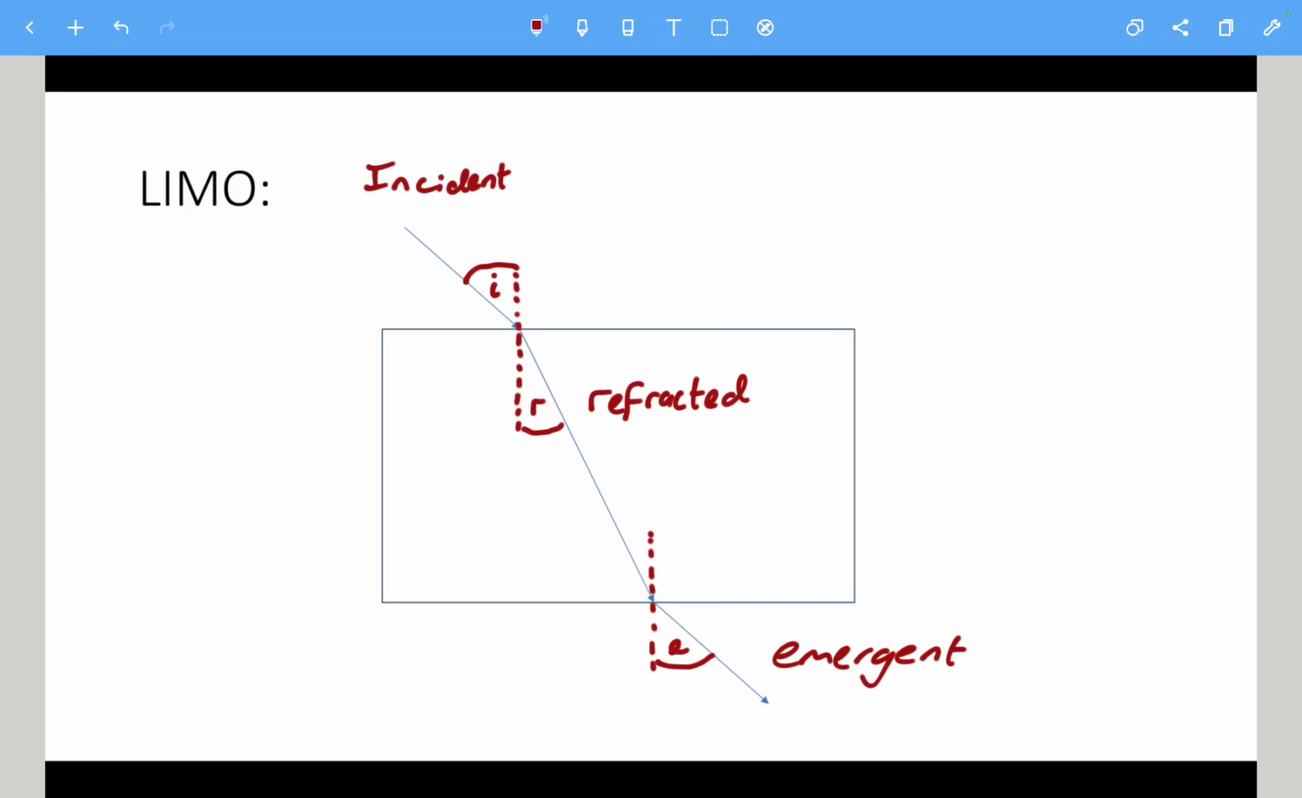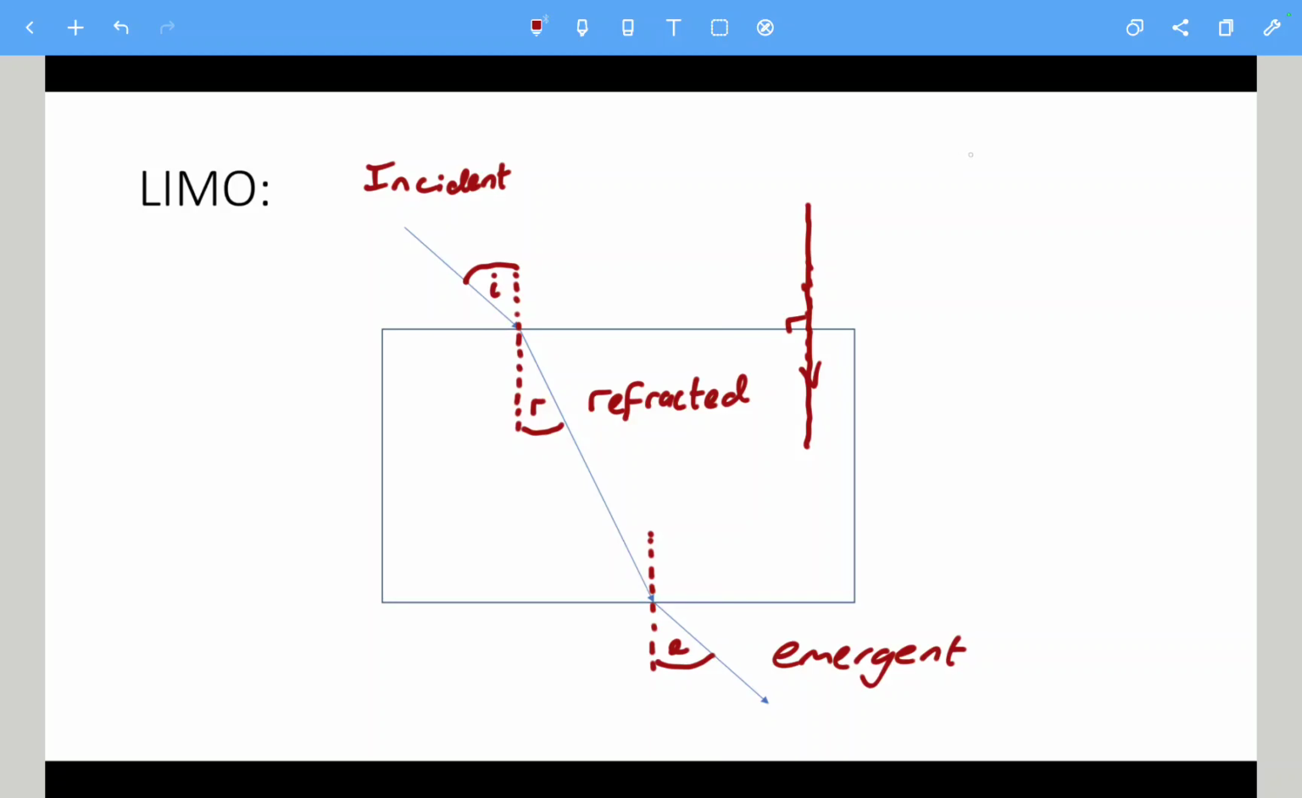What I said earlier is that light, when it hits a different medium, will change direction unless it's at 90 degrees to the surface. For example, if we had a normal here and we shone the light directly down the normal at 90 degrees, the wave would just slow down. There'd be no change in direction. It would carry on in the same direction, just moving slower.